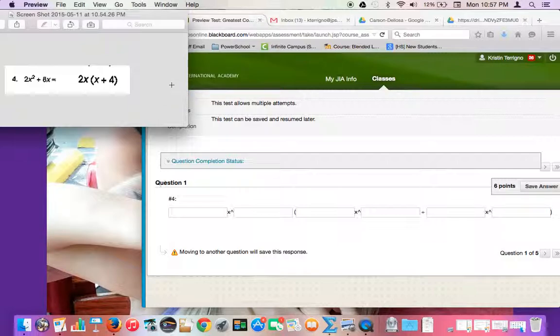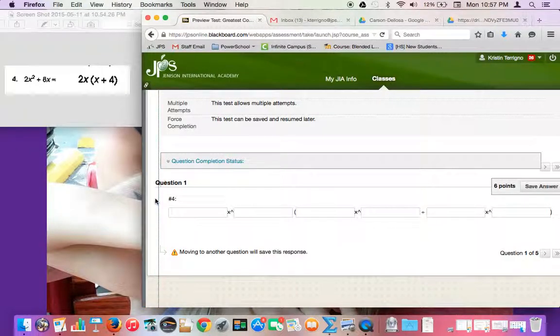Whoops, that is not what I wanted to do right there. Nope, that's not working. That's okay. So I want to enter this into all of these boxes. Okay, this is what came up for number 4.